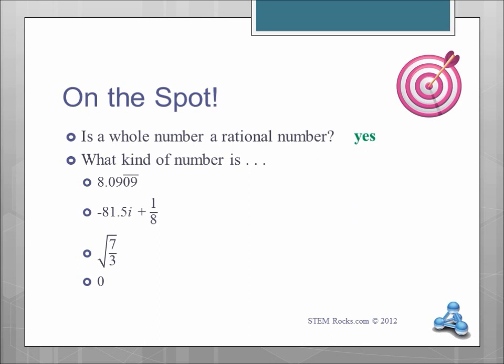Yes, it is. And remember, a whole number is also an integer. It's also a real number. And it's also a complex number. All right, let's move on.